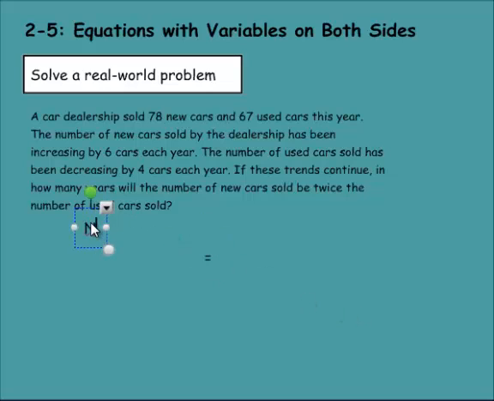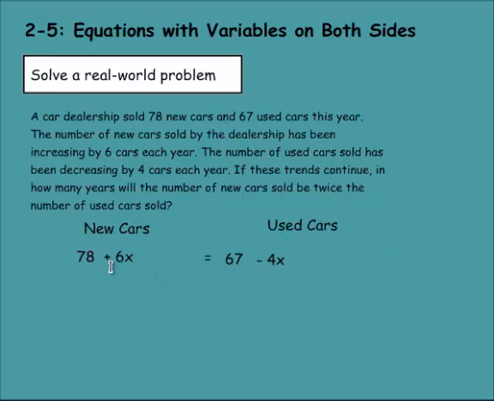On this side, I'm going to start with new cars. On this side of the equal sign, I'm going to have used cars. And then let's work our numbers from there. So we know we start with 78 new cars. We start with 67 used cars. We also know that this is increasing for new cars by 6 every year. So if it was 2 years, it'd be 12, 3 years, 18. So x is our variable for time. We add 6 times x. So I know used cars are decreasing by 4 each year, so I would do minus 4 times x, which is the years. So if it's 2 years, it'd be minus 8, or 3 years, it'd be minus 12.